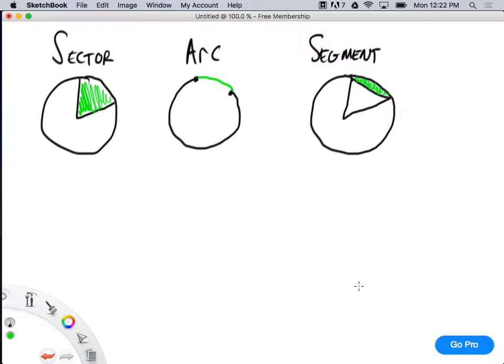Now, to find the measure of the arc, let's say this is AB, and that's some angle in between them, x. To find the measure of arc AB, you would just do, it equals the angle x, right?